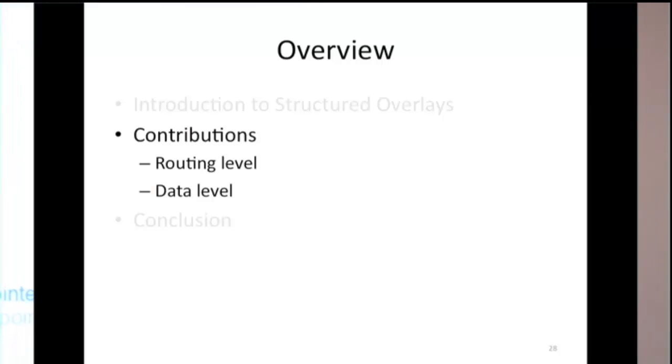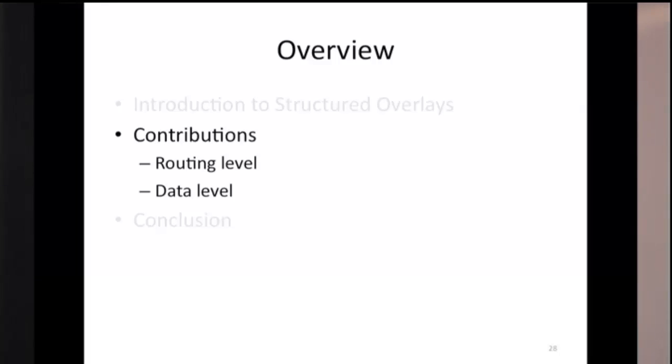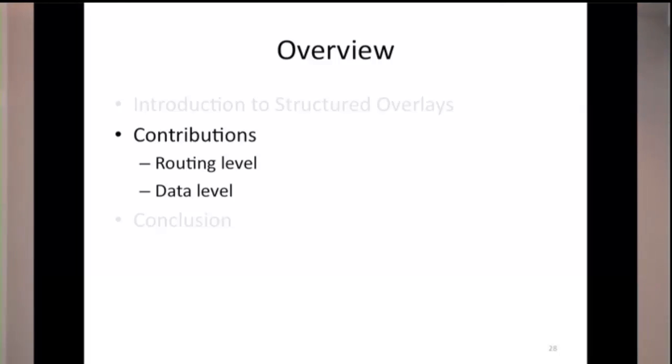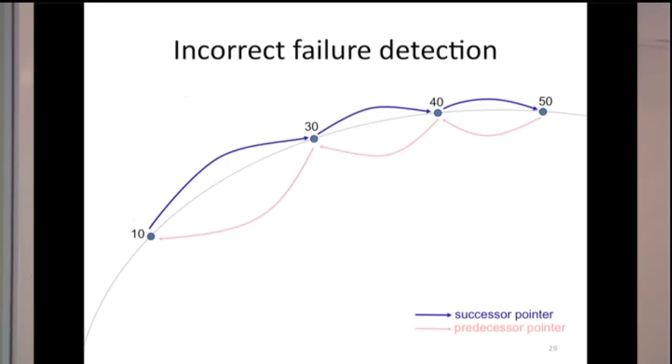So now we start moving from the routing level to the data level. What I'm going to talk about is problems that can happen on the routing level that can affect the data level indirectly. We are in the context of asynchronous networks. We know that in asynchronous networks, it's impossible to perfectly detect failures, so you will always have incorrect failure detections. I'll show you one of the problems that can happen due to incorrect failure detection.